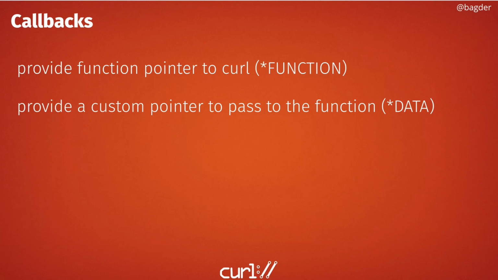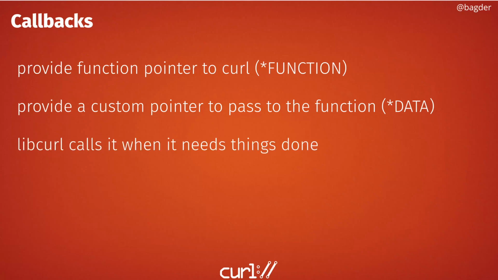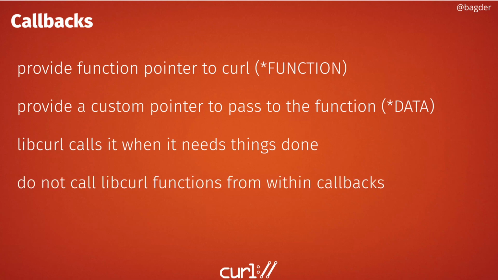Libcurl doesn't understand the pointer. It'll just pass it to the callback as a way for you to pass local data from your application to the callback, so that you don't have to use global pointers or anything. And so it's 10, 15-ish number of callbacks. They all end with function or data when they're related to callbacks. And it calls those functions when it needs to get things done. First, don't call libcurl functions from within callbacks, because that's discouraged and it actually doesn't work. But there are a few exceptions, but we'll get to them maybe.